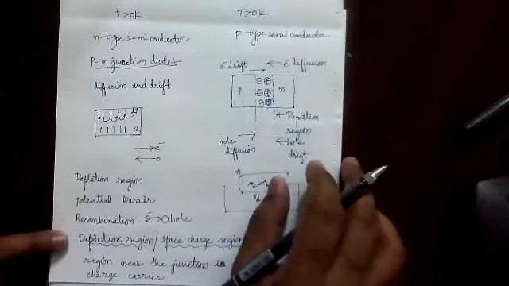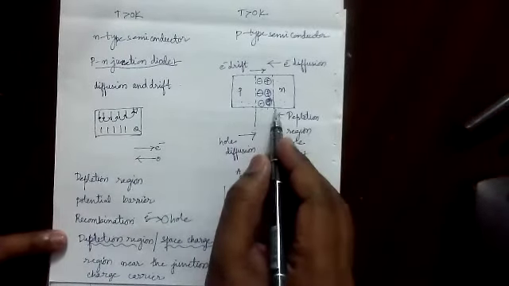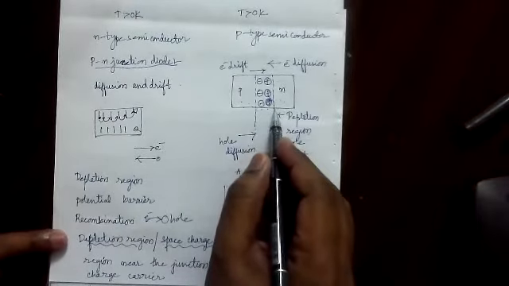What is a p-n junction diode? When a p type substrate and n type substrate are brought together, then a p-n junction diode is formed. Generally at the junction all the minority charge carriers are available.